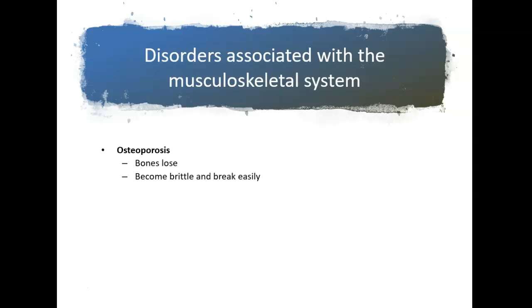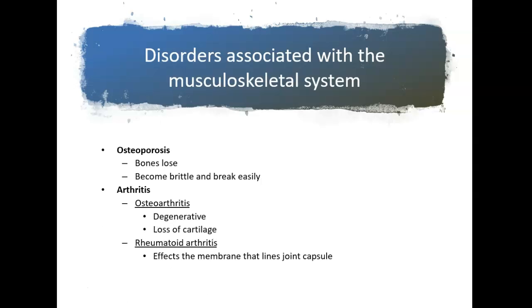Disorders associated with the musculoskeletal system. Osteoporosis is a big one. Bone loss, the bones become brittle and break easily. Arthritis, there is osteoarthritis and rheumatoid arthritis are the two main ones. Osteoarthritis is degenerative and it's a loss of cartilage. Rheumatoid arthritis affects the membranes that line the joint capsules. And rheumatoid arthritis, it's not on here, but it is an autoimmune disorder as well.